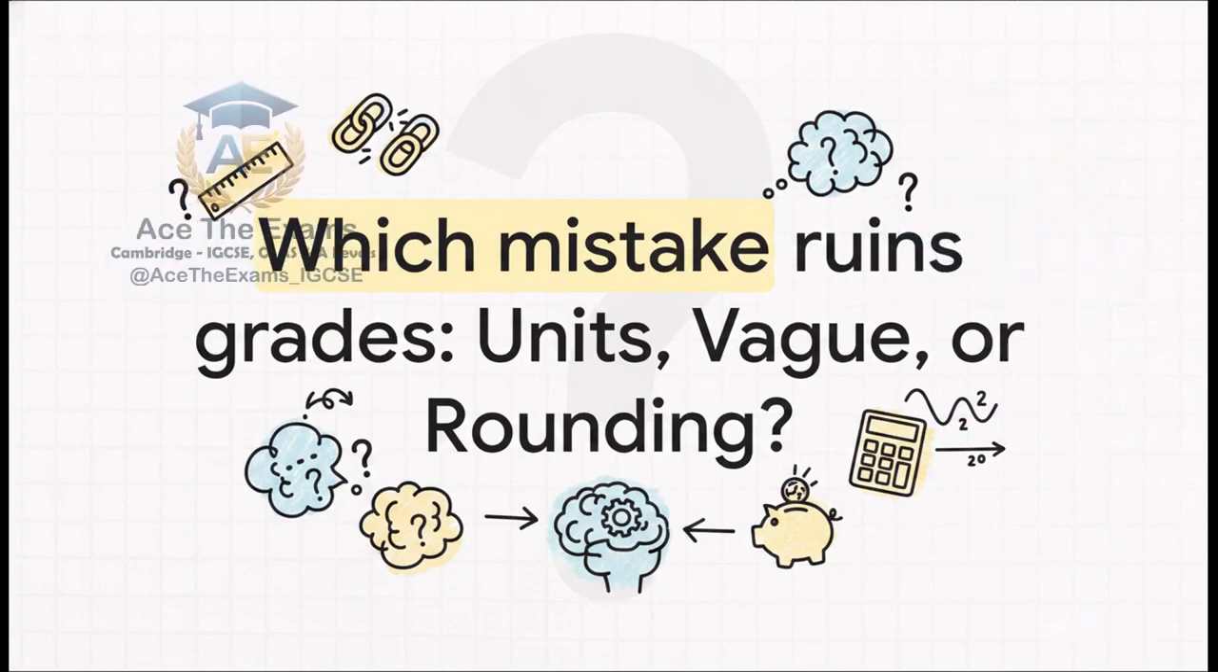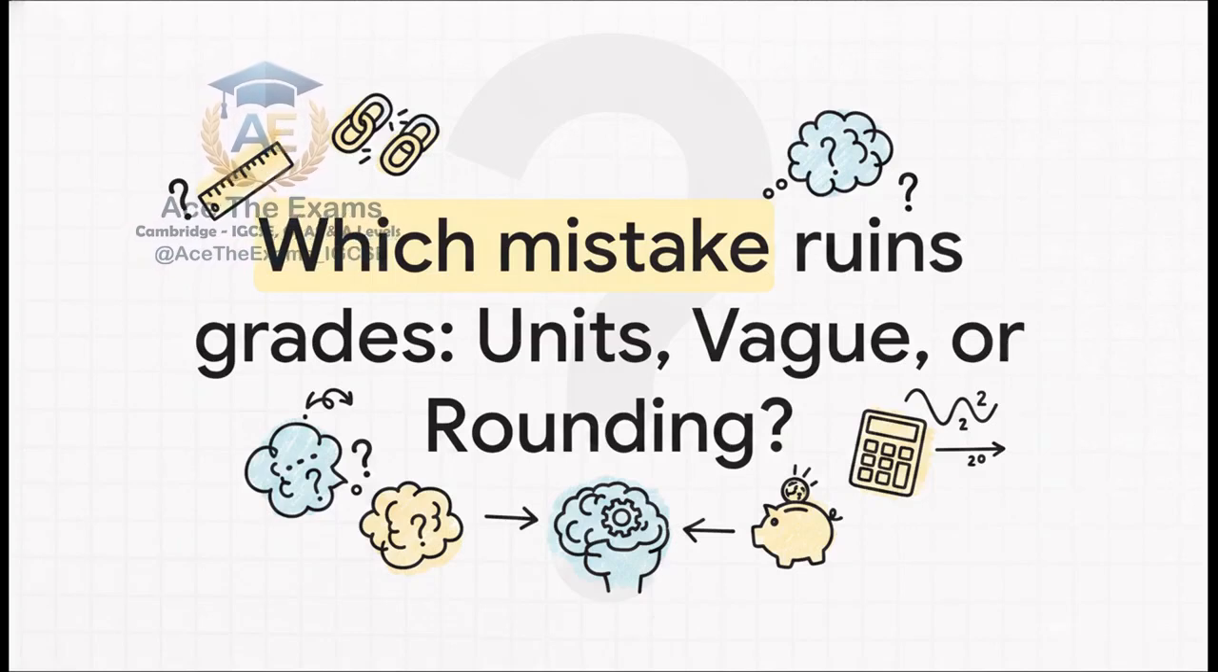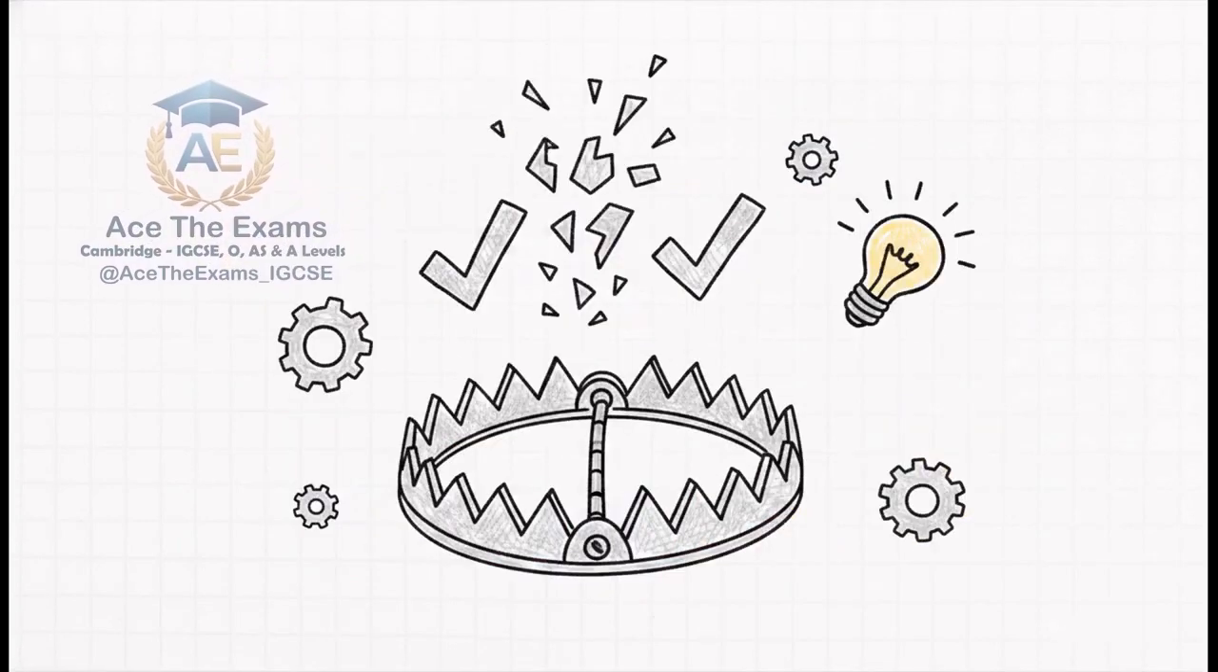Is it A, missing your units? Is it B, giving vague explanations? Or maybe C, rounding too early? Seriously, make your choice right now. Lock it in. Because if you guessed wrong, you're actively threatening your grade boundary.